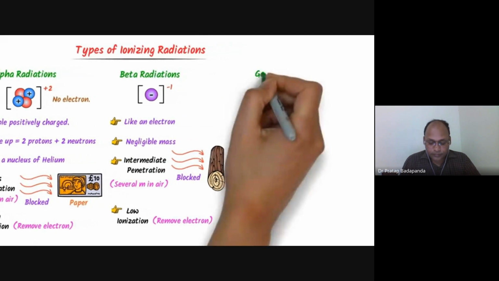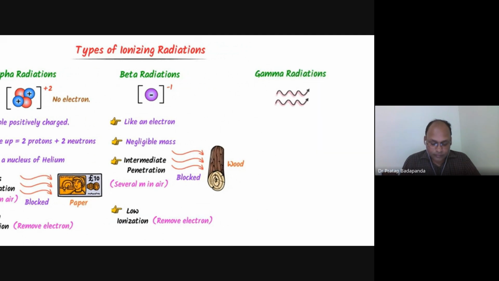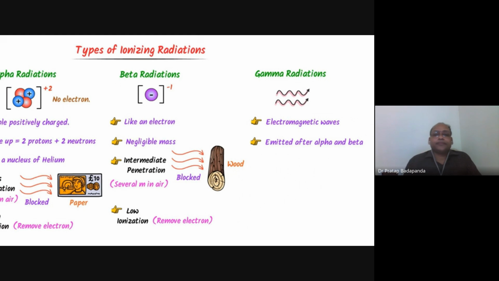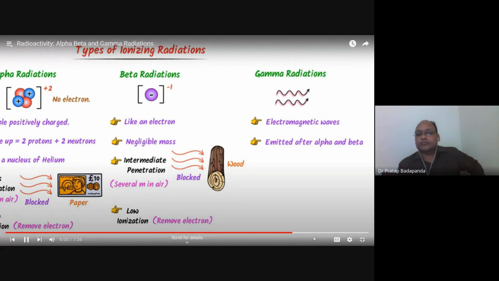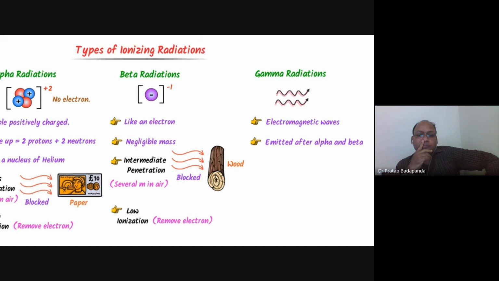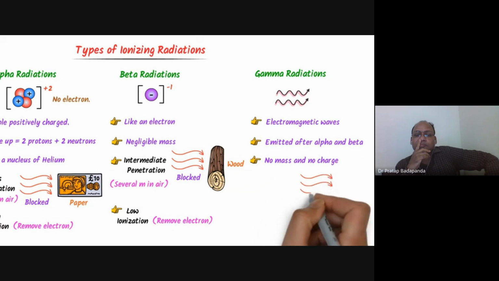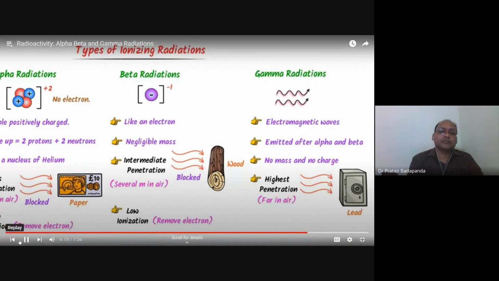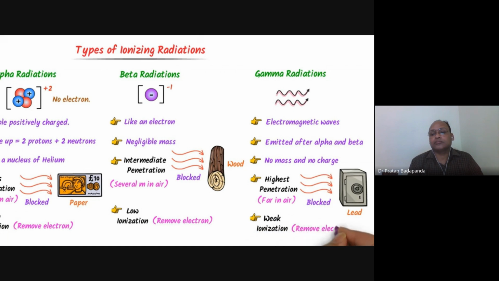The third type of ionizing radiation is gamma radiations. They are waves of electromagnetic radiation. They are emitted only after the emission of alpha and beta particles. We know that electromagnetic waves have no mass and charge, so they can easily pass through different materials. That's why they have strong penetrating power. They can travel far in the air. We need a thick sheet of lead in order to stop them. Remember that they have weak ionizing power.